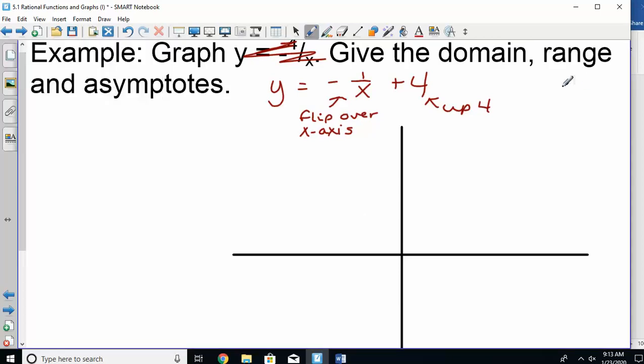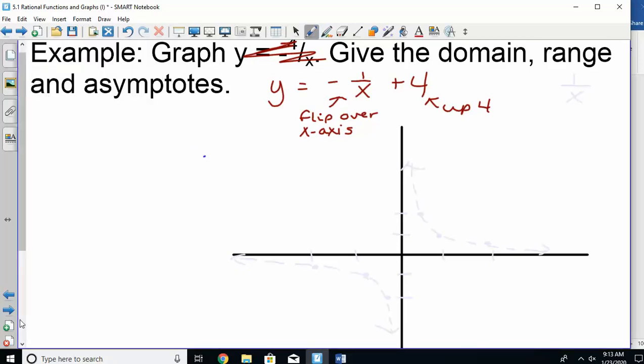My parent function is just 1 over x. So we know 1 over 1 is 1. 1 over 2 is a half. If I put in a half, I would get out 2. And same thing with your negatives. So I'm just going to do a really rough sketch here. So this is what our original 1 over x looks like.